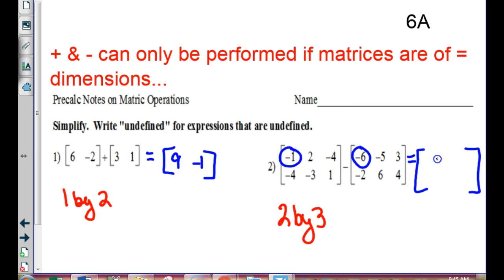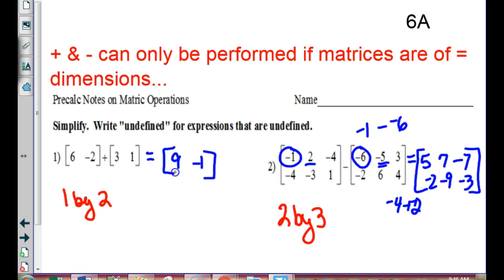Be careful. -1 minus -6 would be plus positive, so you'd end up with 5, because it's -1 minus -6. 2 minus -5 would be 7. -4 minus 3 would be -7. -4 minus -2 would be -2. -3 minus 6 would be -9, and 1 minus 4 would be -3. That's kind of miserable because of all the negatives.